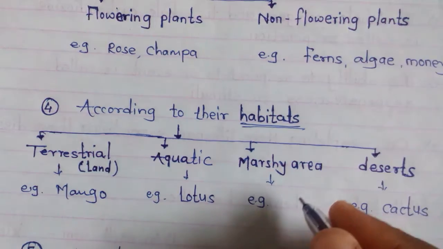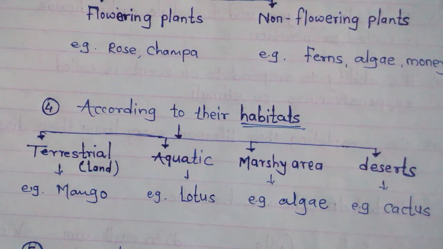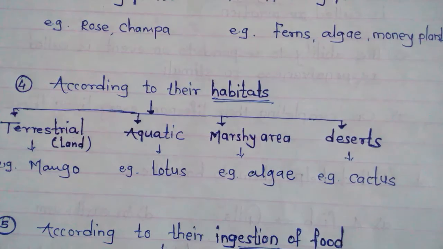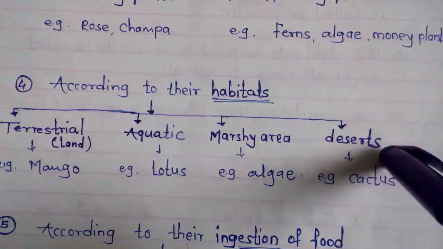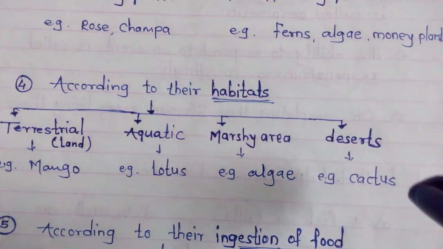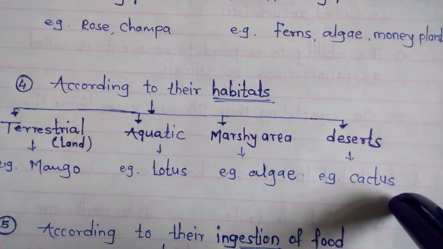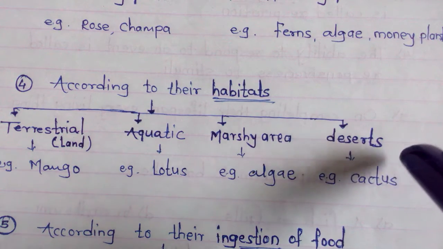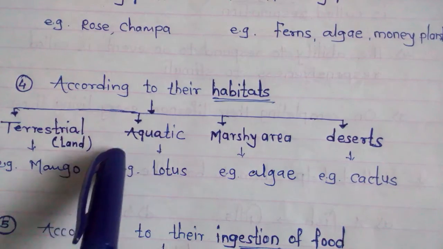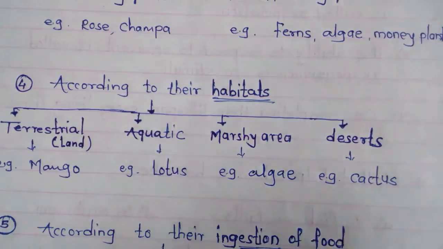Here is an example: the algae, which we mostly see growing in marshy areas. And a desert means there is scarcity of water, not much water. In such an area, the plants that grow are cacti, which grow in the desert area. So according to their habitat, plants are classified into terrestrial, aquatic, marshy area plants as well as desert-growing plants.